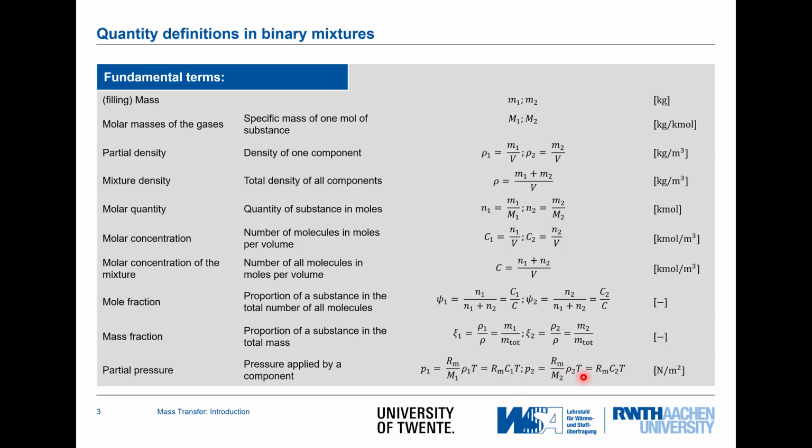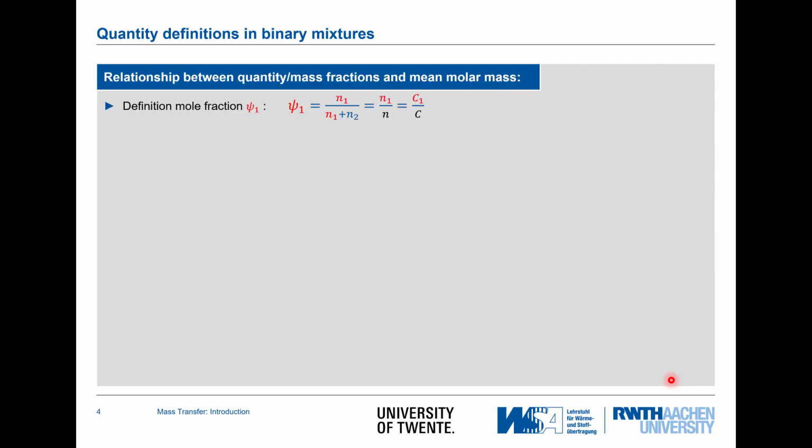And the same holds for component 2. Unit Newton per meter squared, and please put in the properties, check for the units, and look if the unit for pressure here really comes out. With that, let's move on to derive some relationships between mass and molar fractions.